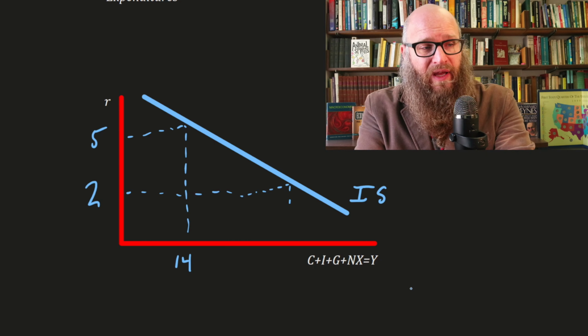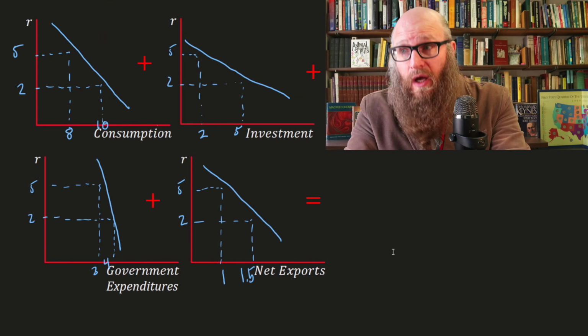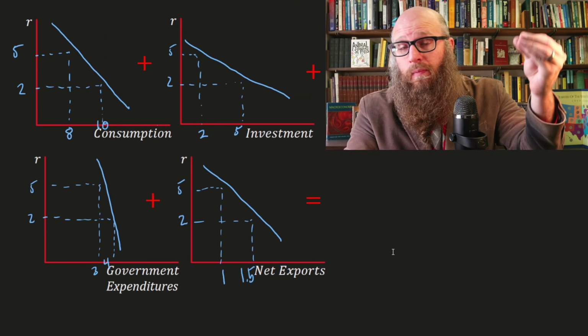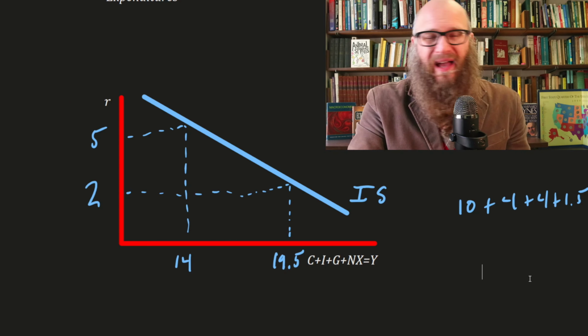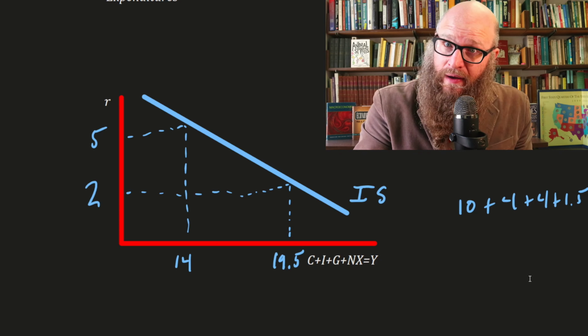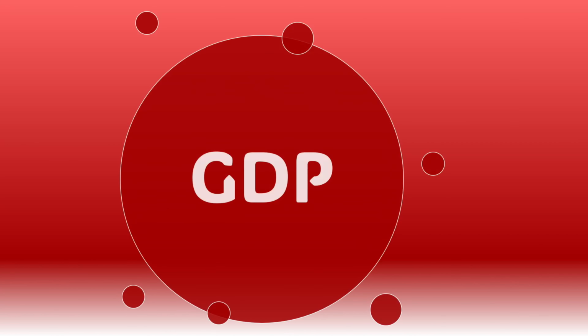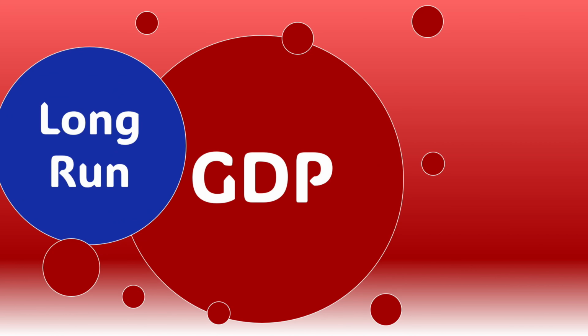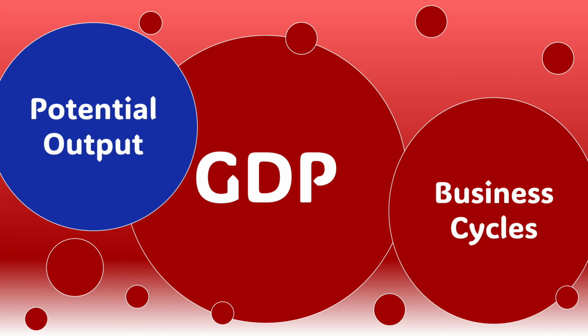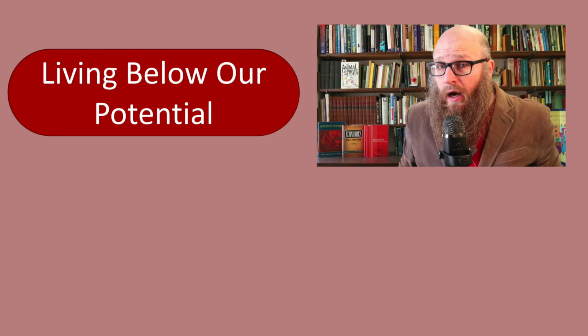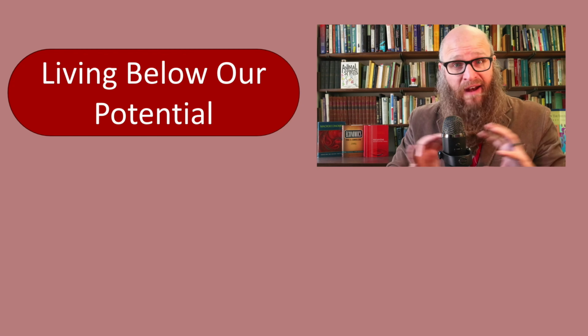And likewise, when the interest rate drops to 2%, the economy grows to 10 plus 5 plus 4 plus 1.5, or 19.5. Again, these numbers are made up, but you get the idea. Our next conceptual step is to split GDP into two components, the long-run component and the short-run component. We're going to call long-run GDP or long-run growth the potential output, and we're going to call the short-run fluctuations business cycles.